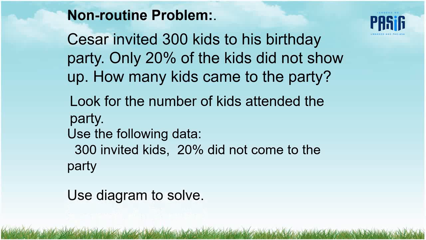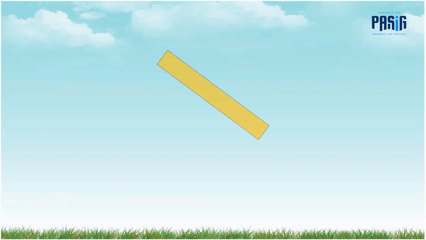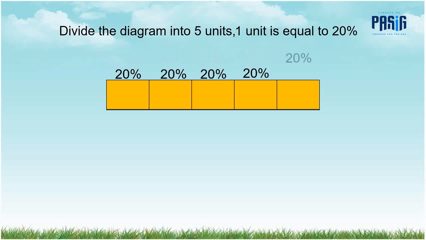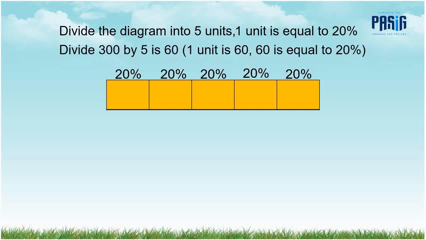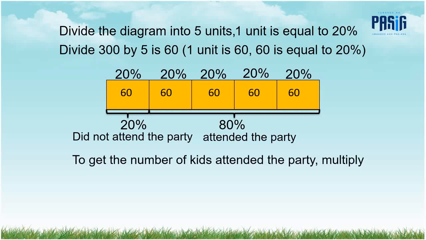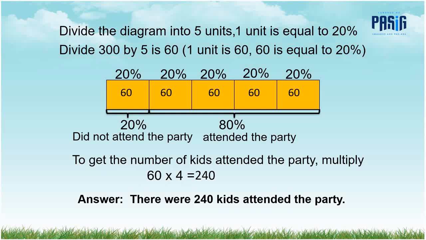Let us use diagram to solve the problem. Divide the diagram into 5 units. 1 unit is equal to 20%. Divide 300 by 5 is 60. 1 unit is 60. 60 is equal to 20%. This part represents the number of kids did not attend the party. The remaining 4 parts, 80%, represent the number of kids attended the party. To get the number of kids attended the party, multiply 60 times 4 equals 240. Therefore, the answer is there were 240 kids attended the party.